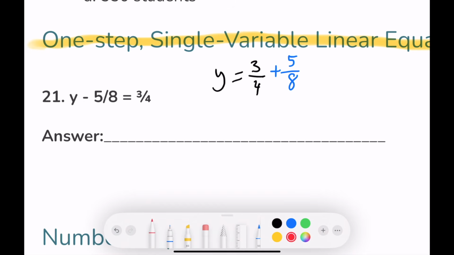We do have different denominators. And in order to properly solve this, we need to find some common denominators. So we are going to take that 4, make it an 8. We multiplied by 2 on the bottom, so we're going to multiply by 2 on the top. 3 times 2 equals 6. And now we are ready to solve. 6 plus 5 is 11, and 8 stays the same. So our answer is y equals 11 over 8.